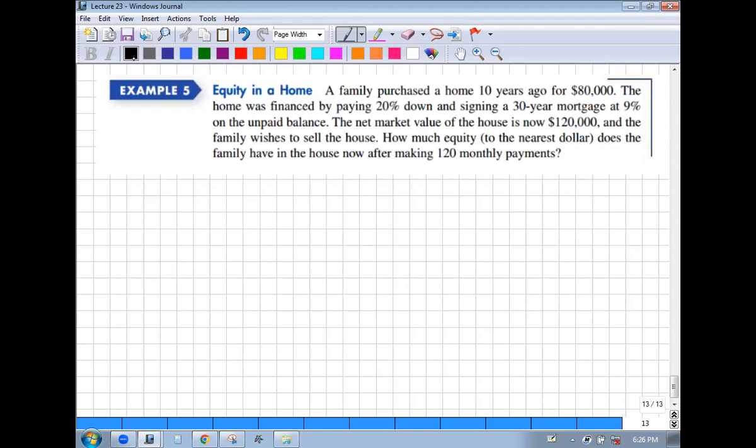All right, let's see if we can figure out this equity in a home. A family purchased a home 10 years ago for 80,000 bucks. Sounds about right. The home was financed by paying 20% down and signing a 30-year mortgage at 9% on the unpaid balance. The net market value of the house is now 120,000.